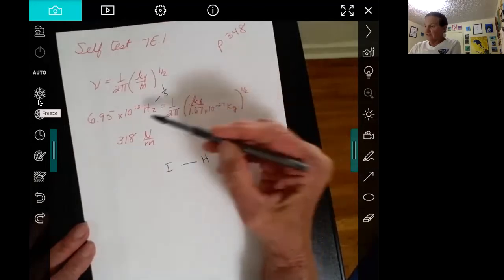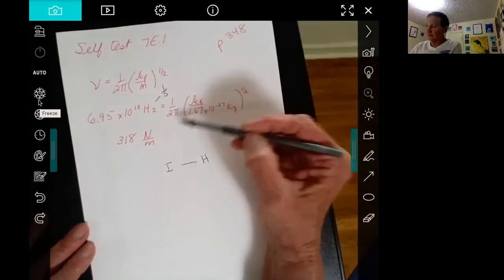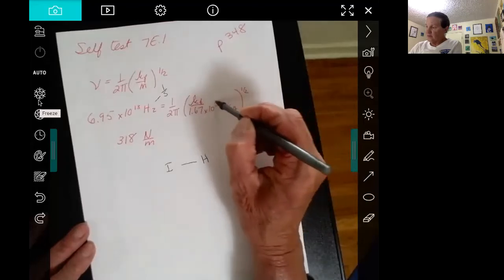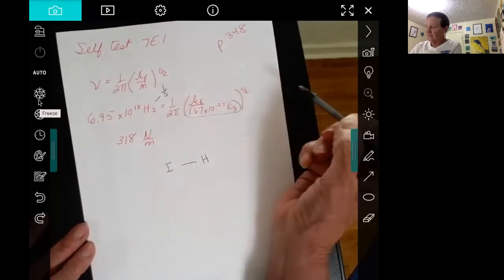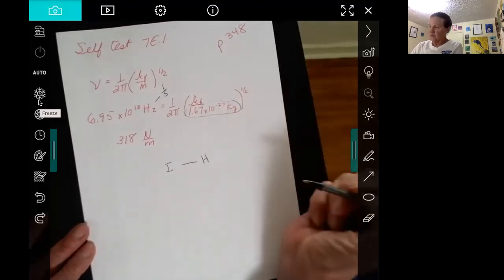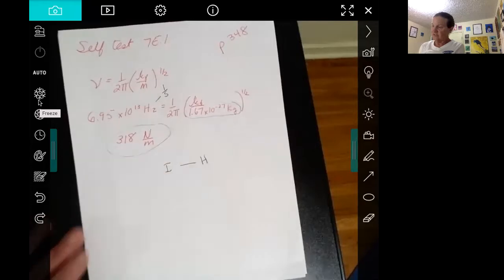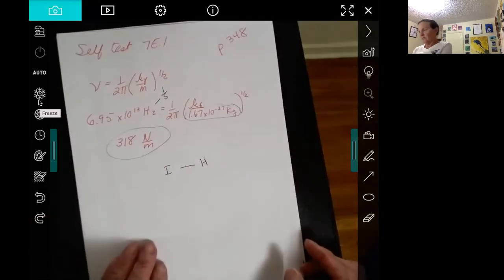So just plug in the values. So we have the frequency, 1/2 pi, the mass of one hydrogen atom, not a mole, and then we have to take the square root. And I got 318 newtons per meter.